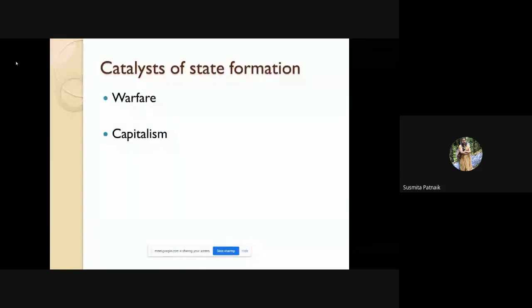So in the catalyst process, the first cause, the main means of state formation, is warfare.